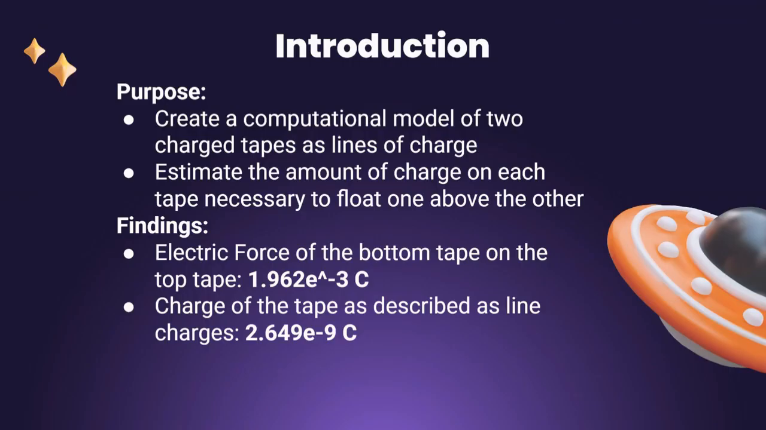So the purpose of this lab was to create a computational model of two charge tapes as lines of charge rather than point charges. That basically means that instead of generalizing all the charge on the tape as one singular point, as we did in Lab 1, this time we're going to split the tapes up into different segments of charge and then use that to calculate a more precise charge for the tape, to then estimate the amount of charge on each tape necessary to float one above the other.